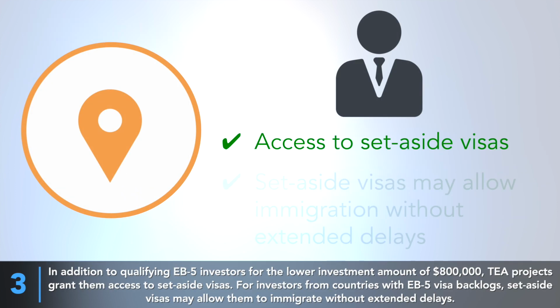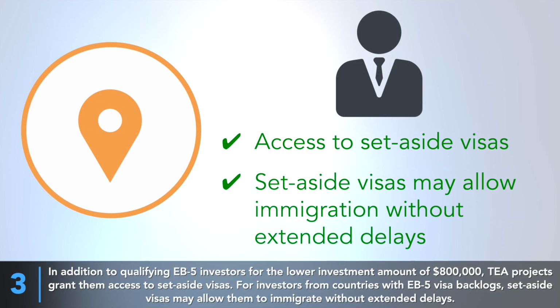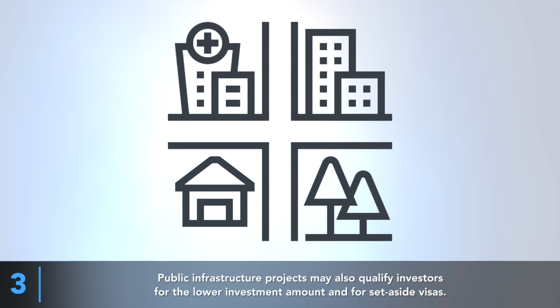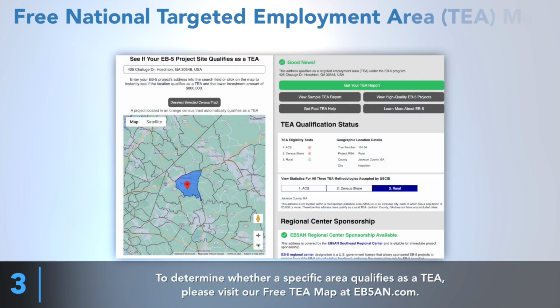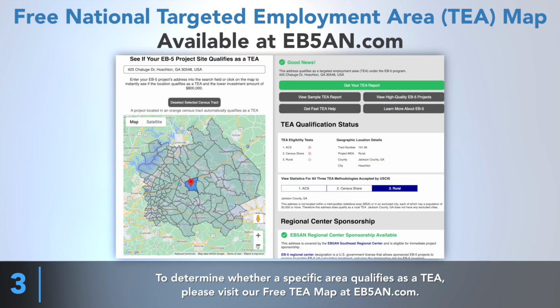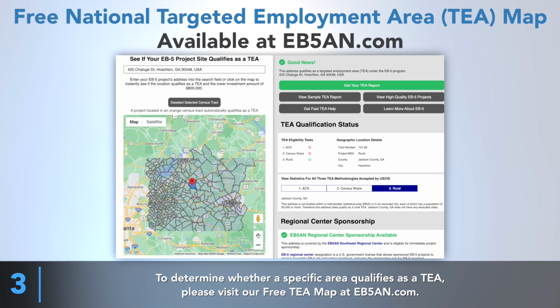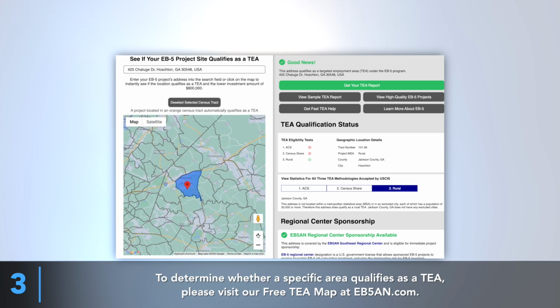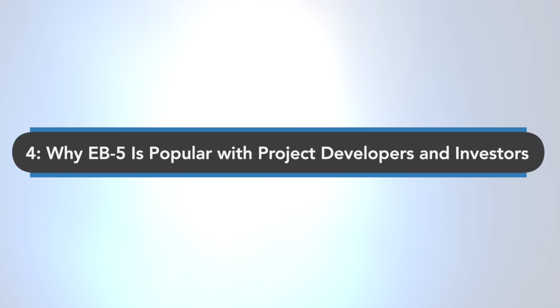In addition to qualifying EB-5 investors for the lower investment amount of $800,000, TEA projects grant them access to set-aside visas. For investors from countries with EB-5 visa backlogs, set-aside visas may allow them to immigrate without extended delays. Public infrastructure projects may also qualify investors for the lower investment amount and for set-aside visas. To determine whether a specific area qualifies as a TEA, please visit our free TEA map at EB5AN.com.